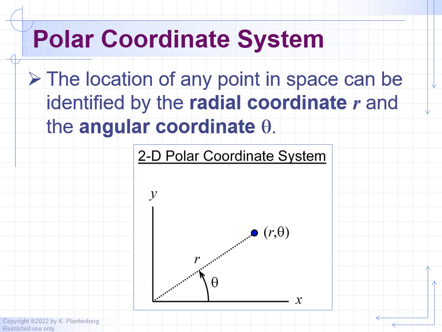So if you want to locate a point using the polar coordinate system, you need these two coordinates, that radius and that angle, or angular coordinate theta. That will tell us where this point is located using those two values. The radial coordinate is going to be in whatever length unit you're using. The angular coordinate will be in degrees.